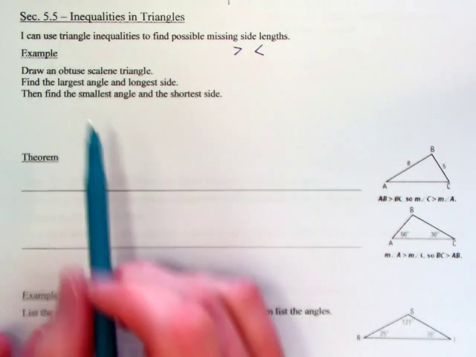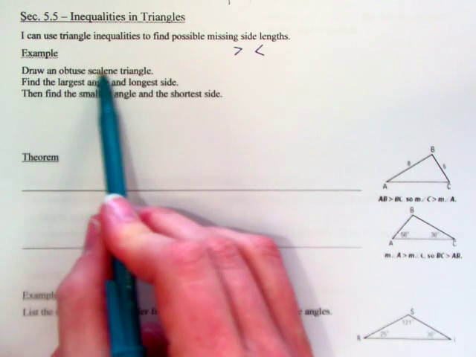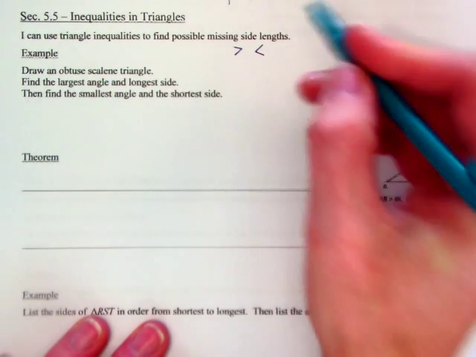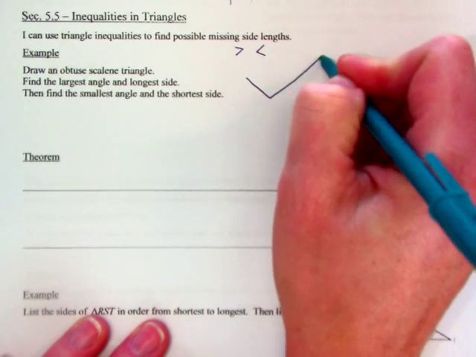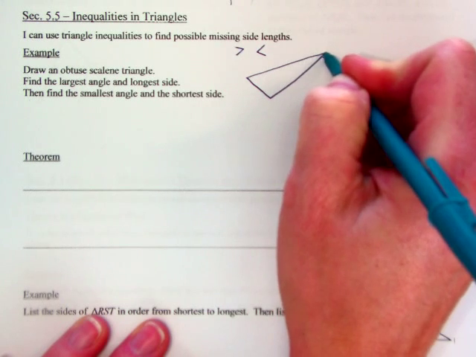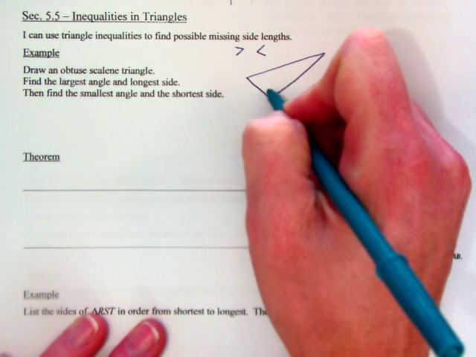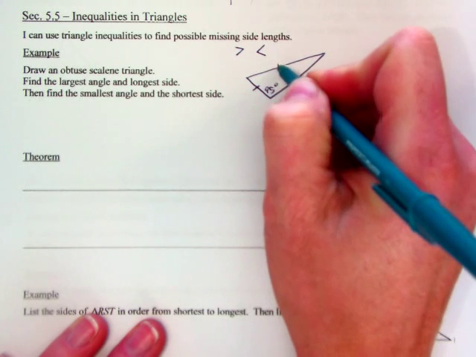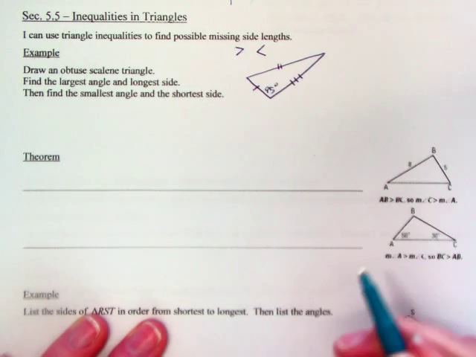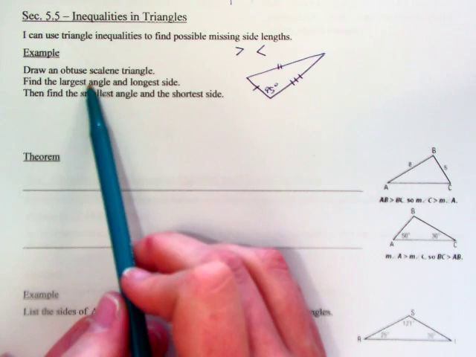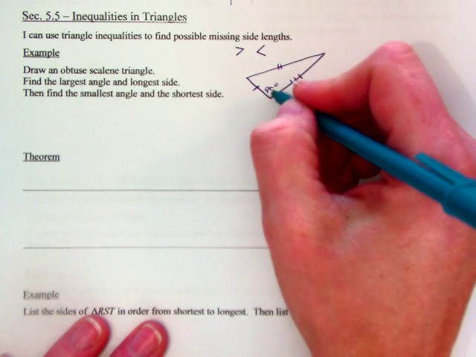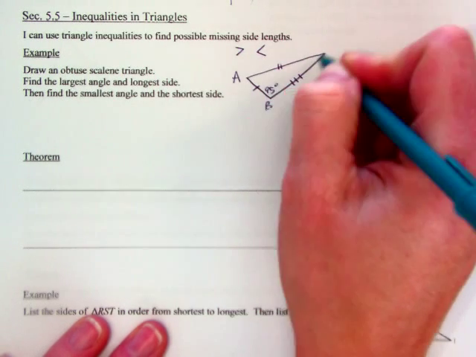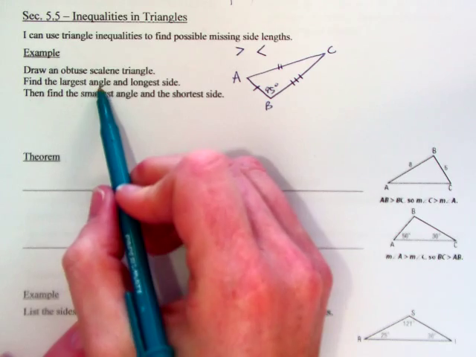So the first one is, I just asked kids, draw an obtuse scalene triangle. So obtuse scalene, maybe something like that. I know it's obtuse because this one's going to be 95 degrees, so I know it's bigger. And scalene just means that all of these have to be different. Okay? Find the largest angle. That would be this guy right here. We'll put some labels on there. So the largest angle is angle B.